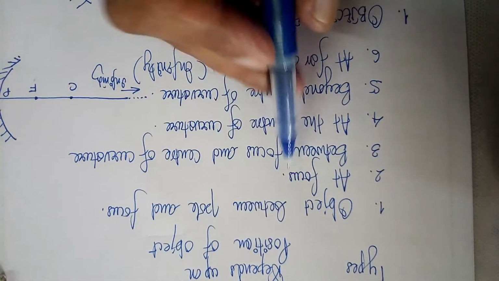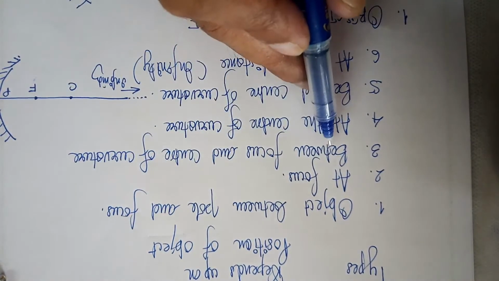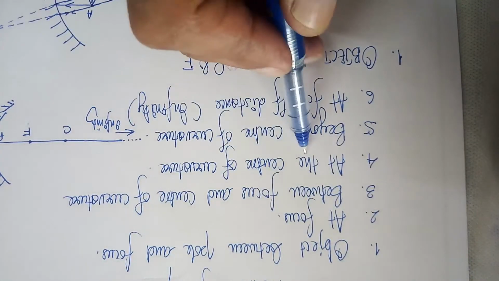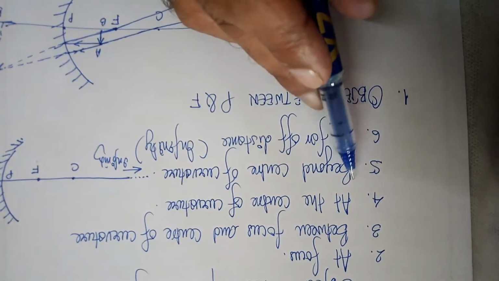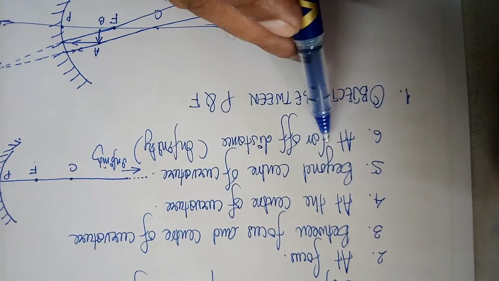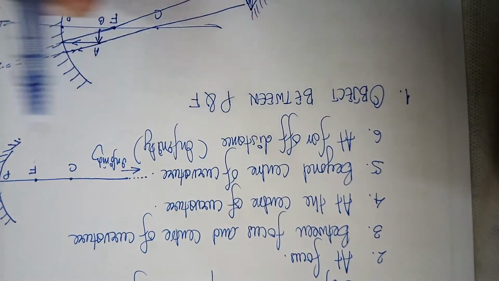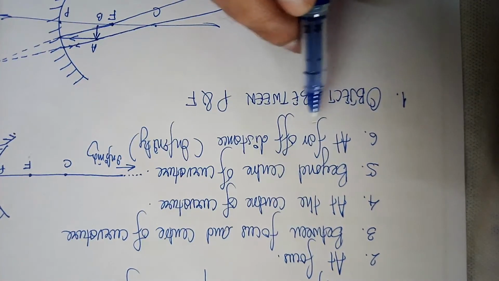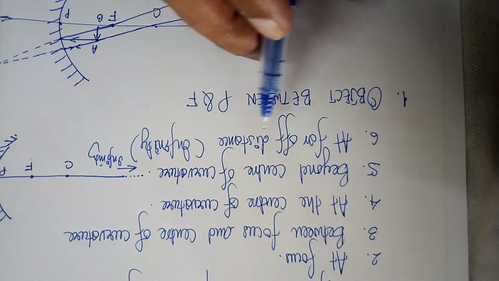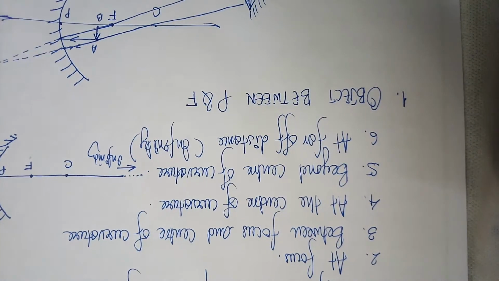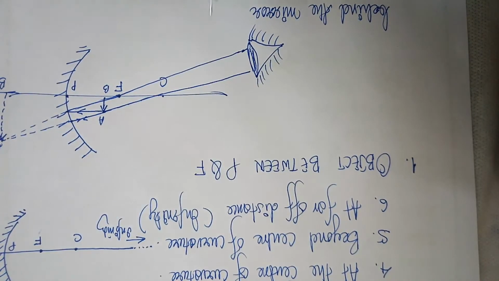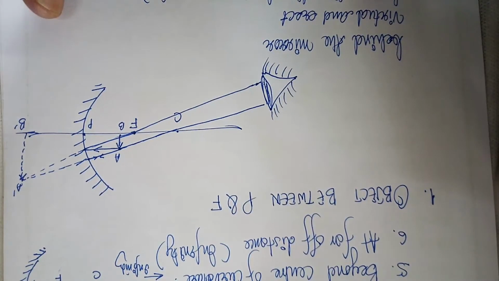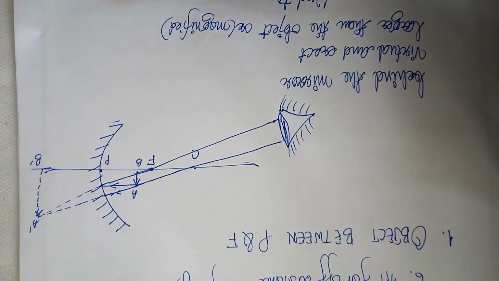They are: object between pole and focus, object at the focus, object between focus and center of curvature, object at the center of curvature, object beyond the center of curvature, and object at a far off distance, or we can say infinity. Now let us study case 1, object between the pole and the focus. Let us have this figure.